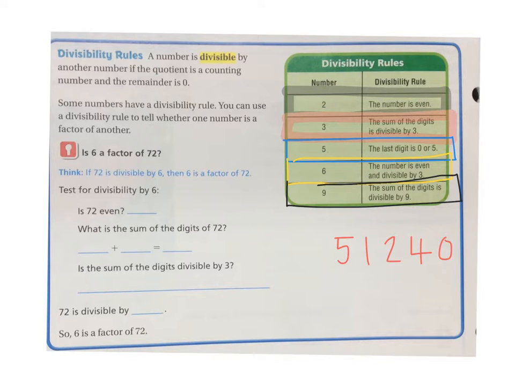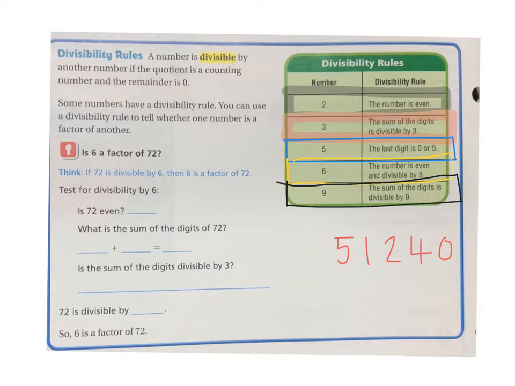9 is cool too. 9 is just like 3, except when you add up the digits, it has to be divisible by 9. Okay? So 5 plus 1 plus 2 plus 4 plus 0 is 12. Is 12 divisible by 9? No. So is this number divisible by 9? No. So is 9 a factor of this number? No. If a number is divisible by another number, that number is a factor of the number.